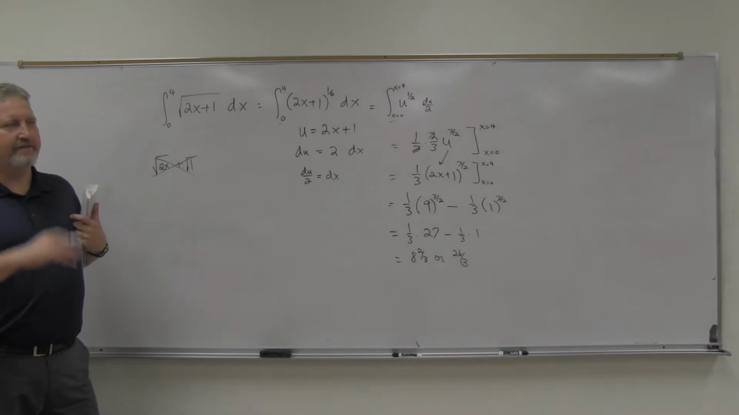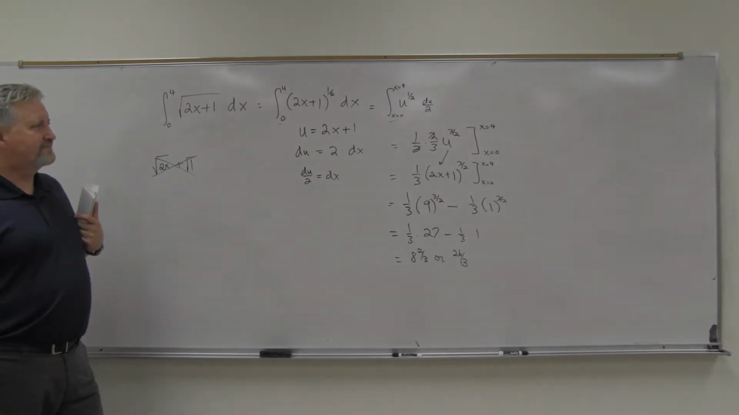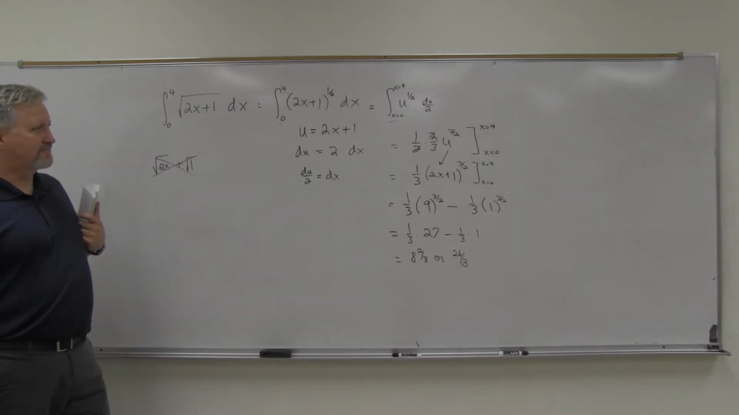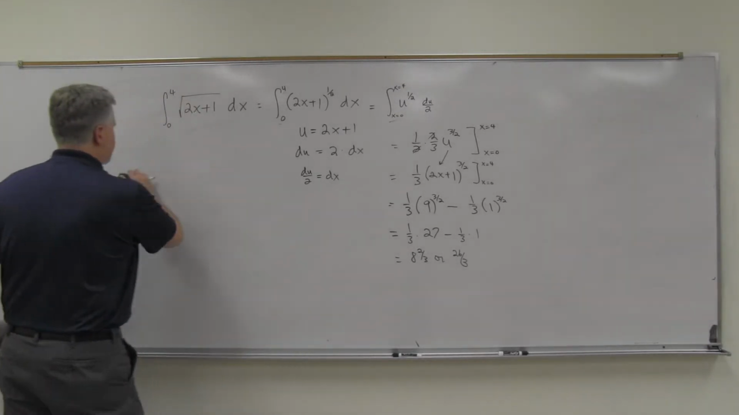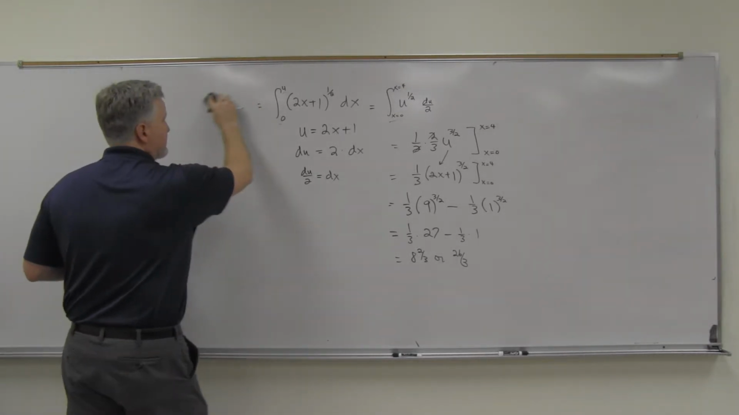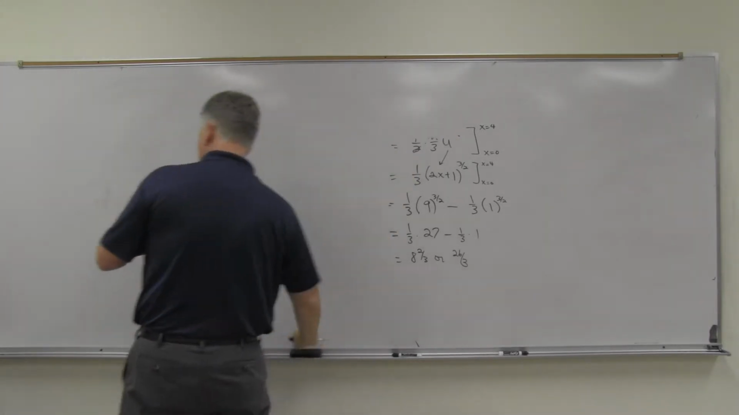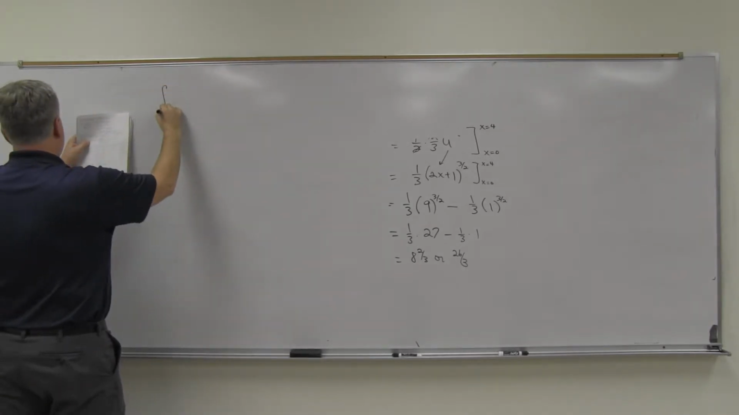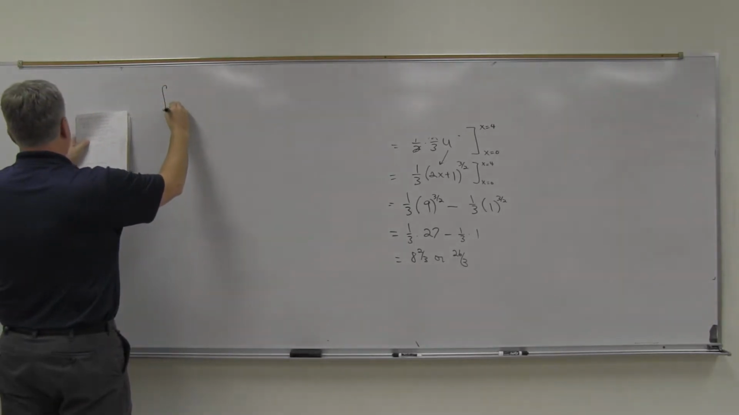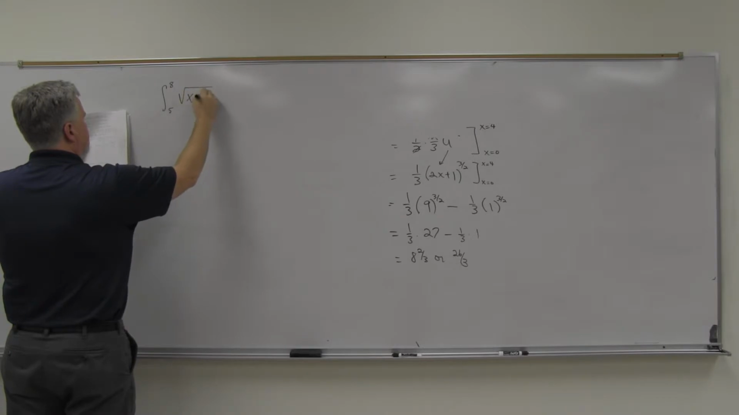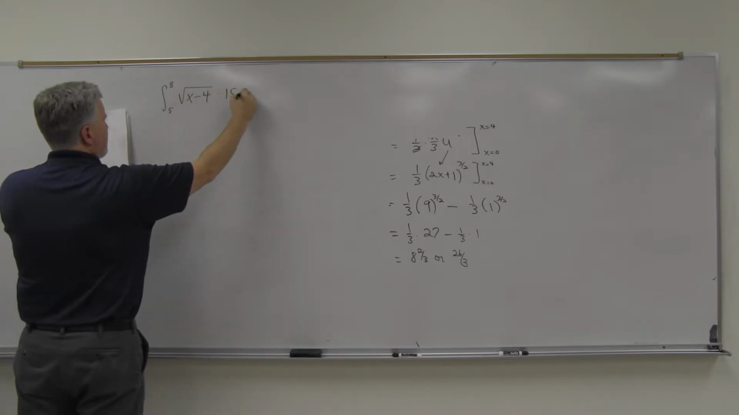Okay, so yeah, you got it. In the definite integrals, you got to make sure you plug it in the right place. All right, so here's another one of those. What about the integral from 5 to 8 of square root of x minus 4 times 15x dx?